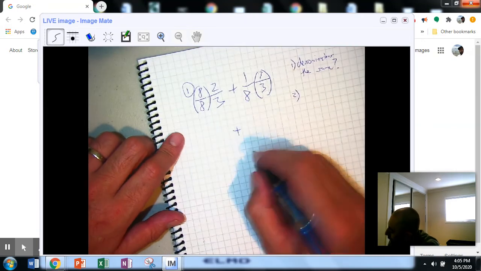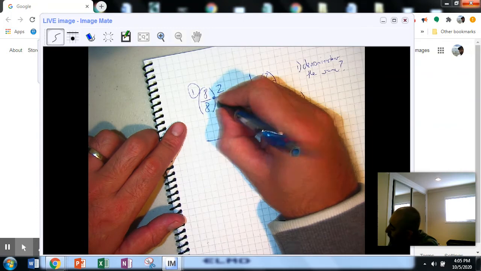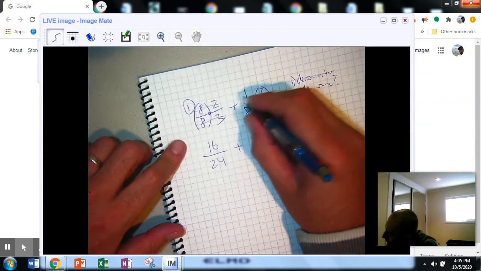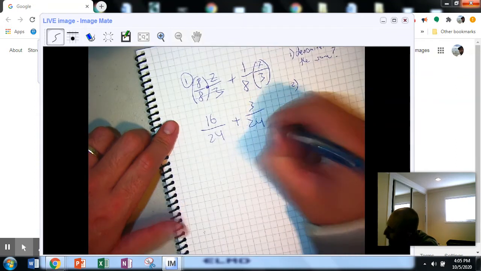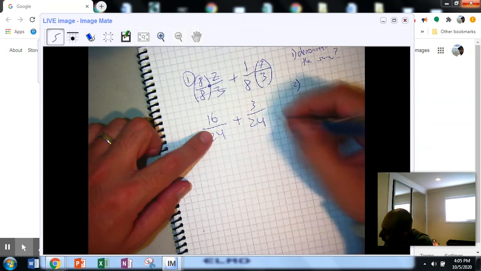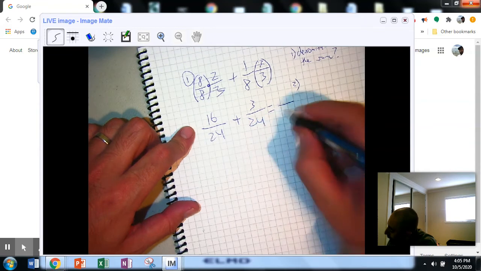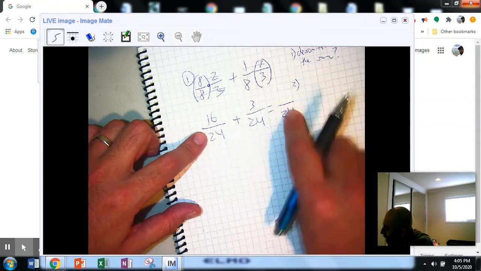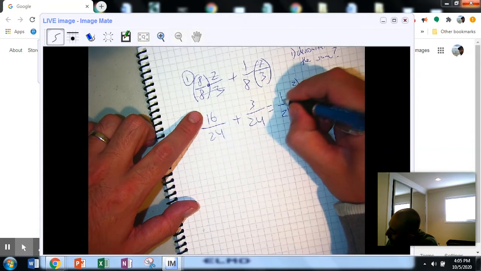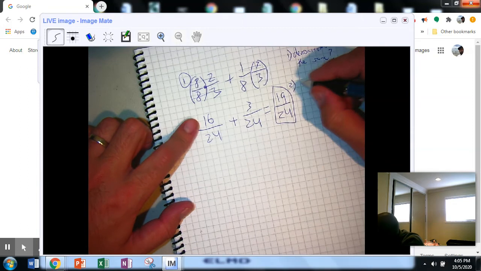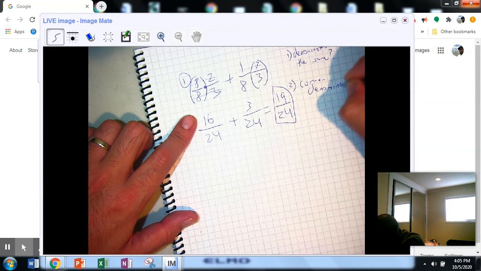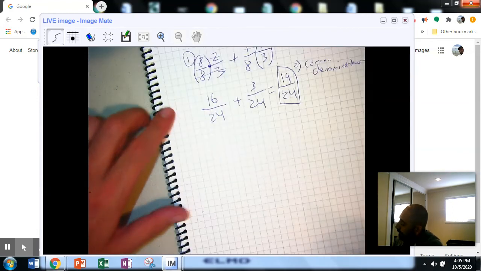Now I'm going to rewrite them. When you multiply, you go straight across. 8 times 2, 16. 8 times 3, 24. Over here, 1 times 3, 3. 8 times 3, 24. Now we've rewritten them to have the same denominators, so we can go ahead and add. Once you have the same denominators, you don't have to think. 24 stays 24 because you're adding, but you add the tops: 16 plus 3. And there's your final answer. So, common denominators. Cool?